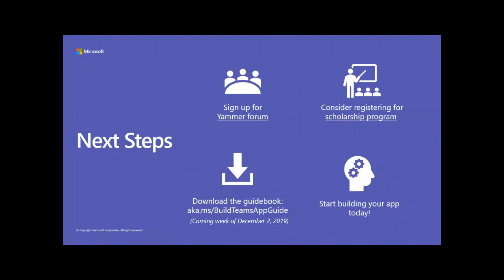So as we close, there's a few next steps to consider. First is to sign up for the Yammer forum, to be engaged as a collective team here, to share feedback, answer questions, and so forth. Consider registering for the scholarship program, which was just mentioned. And on the week of December 2nd, there is going to be a Build Teams app guidebook published that will have much of the details and even more of what Arvindo went through today, to really walk you through all of the steps of the thinking of the scenarios all the way to the governance of the app with customers. So that'll be a great resource that you can use to help you along the journey.